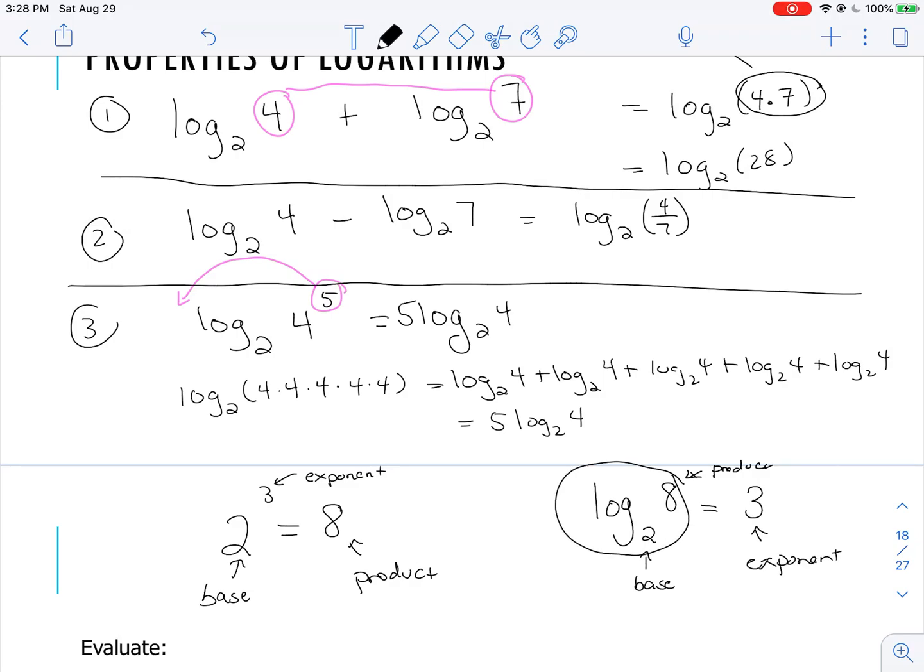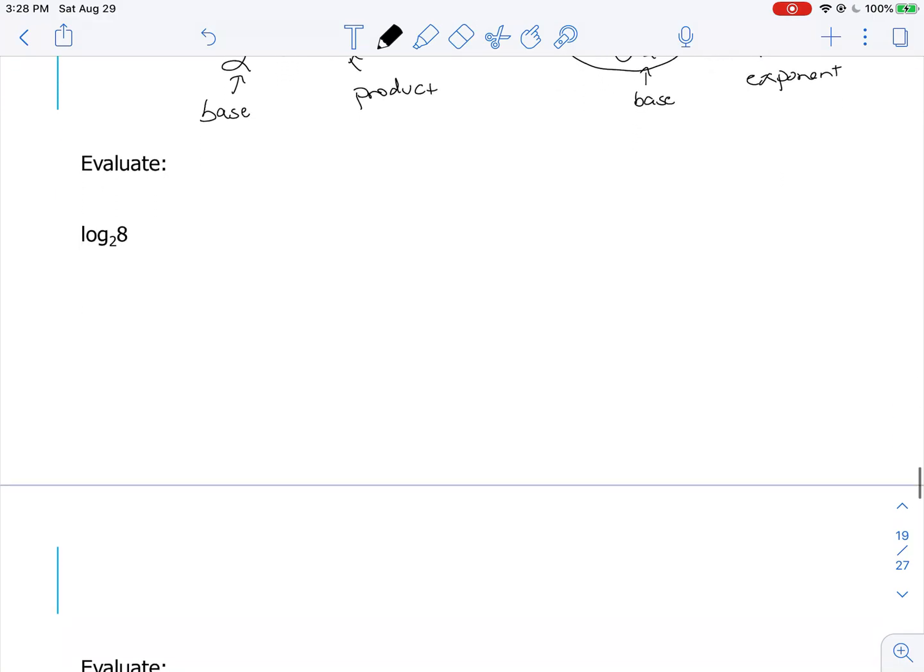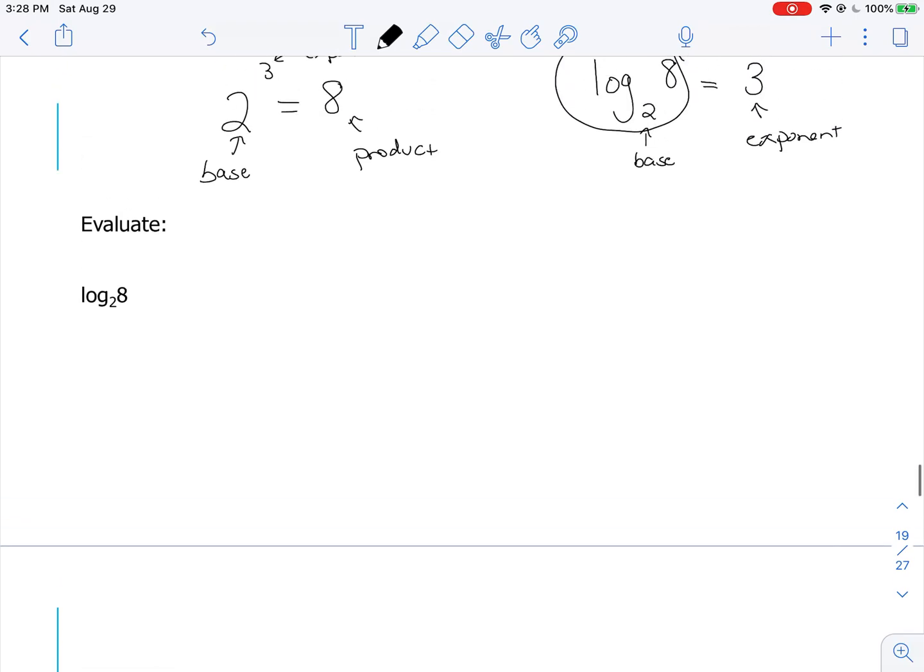So what this expression is saying is 2 to what power would make 8? And that's what it's equivalent to. So 2 to the 3rd power is equal to 8, so log base 2 of 8 is equal to 3. So you guys go ahead and try this. Log base 2 of 8, it's saying 2 to the what power is 8. So see if you guys can evaluate that.